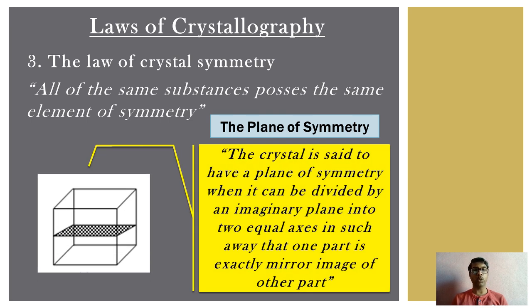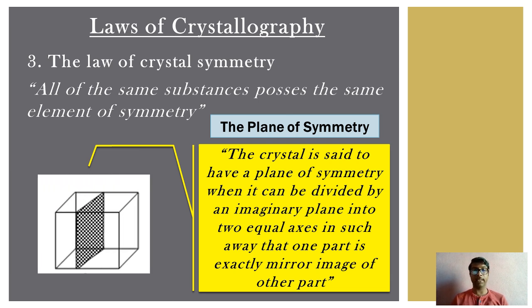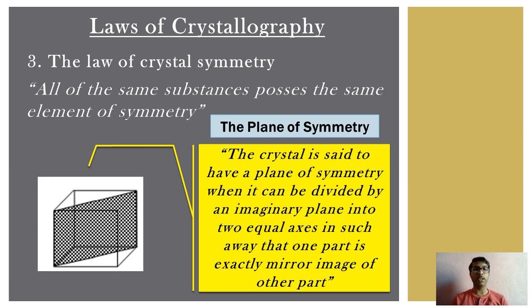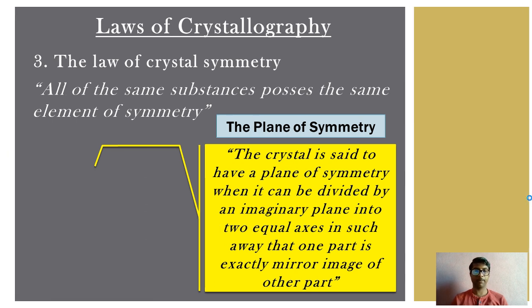The crystal is said to have the plane of symmetry when it can be divided by an imaginary plane into two equal parts in such a way that one part is exactly the mirror image of the other part. So this is the cube, simple cubic system. This is the plane. If you observe, this plane divides this crystal into two equal halves. So this is called as a plane of symmetry.